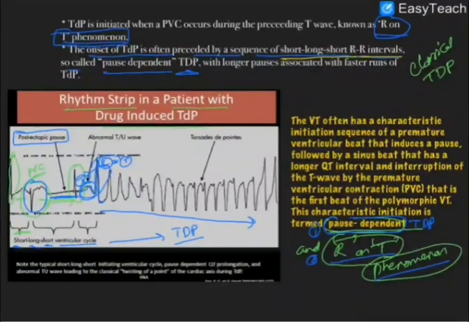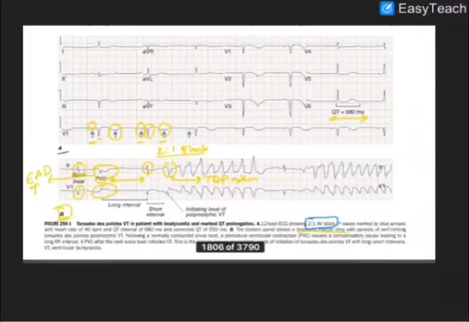So now we can understand what's meant by short, long, short RR interval and pause-dependent TdP, and what an R on T phenomenon is. We can see these three things in this rhythm strip. There is a characteristic short, long and short interval before the development of TdP, and this development of TdP is characteristically dependent on this long post-ectopic pause, so it's called pause-dependent TdP, and the first ectopic is overlapping the T wave, which explains the R on T phenomenon. That's the pathophysiology of TdP.